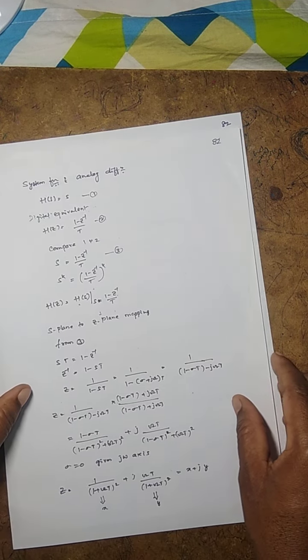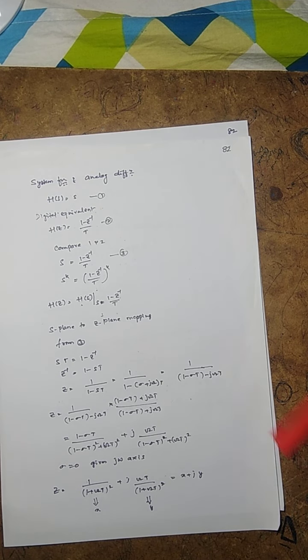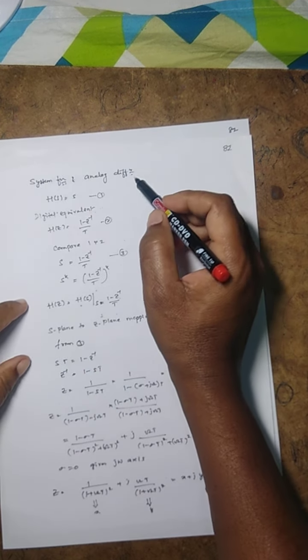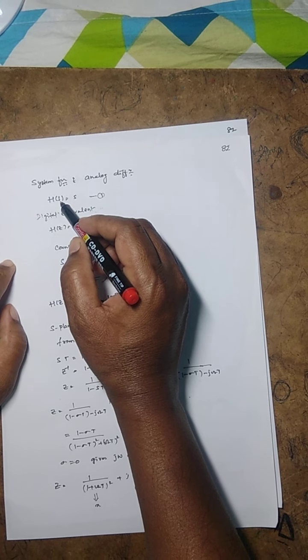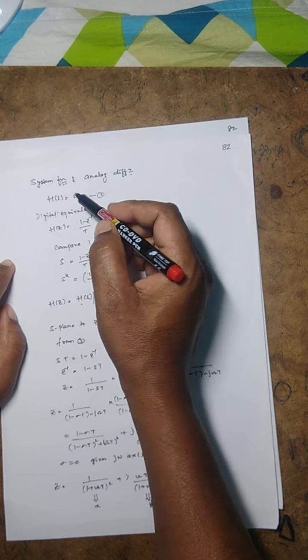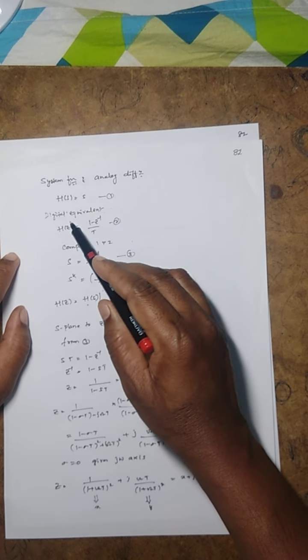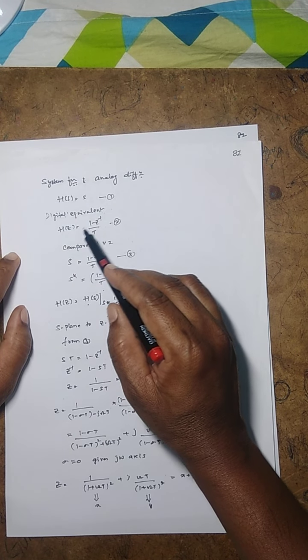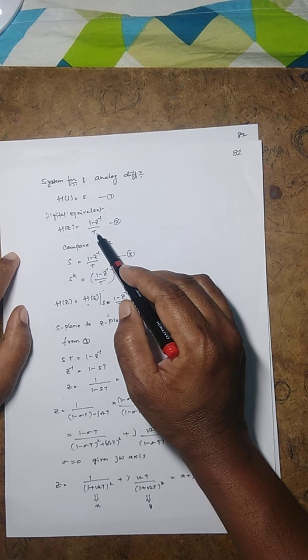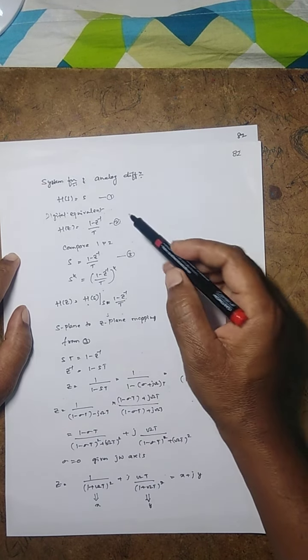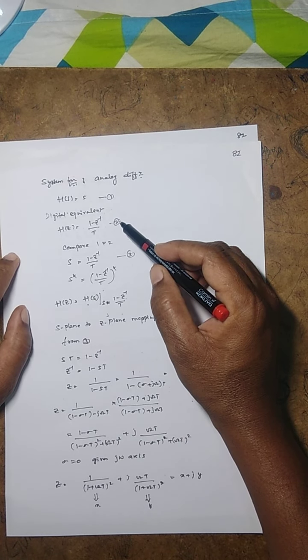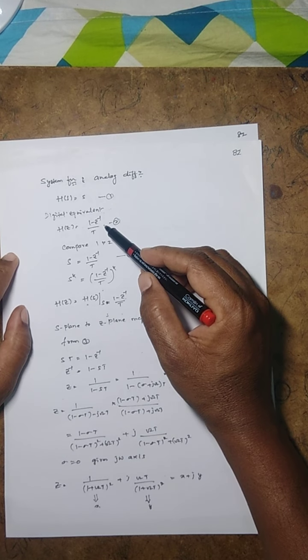The system function of the analog differentiator is H(s) = s, where s is nothing but jω. That is the differentiator equation. The digital equivalent of this is H(z), which is given by (1 − z⁻¹) divided by T. So we'll compare equation 1 and equation 2, the analog form and the discrete form.